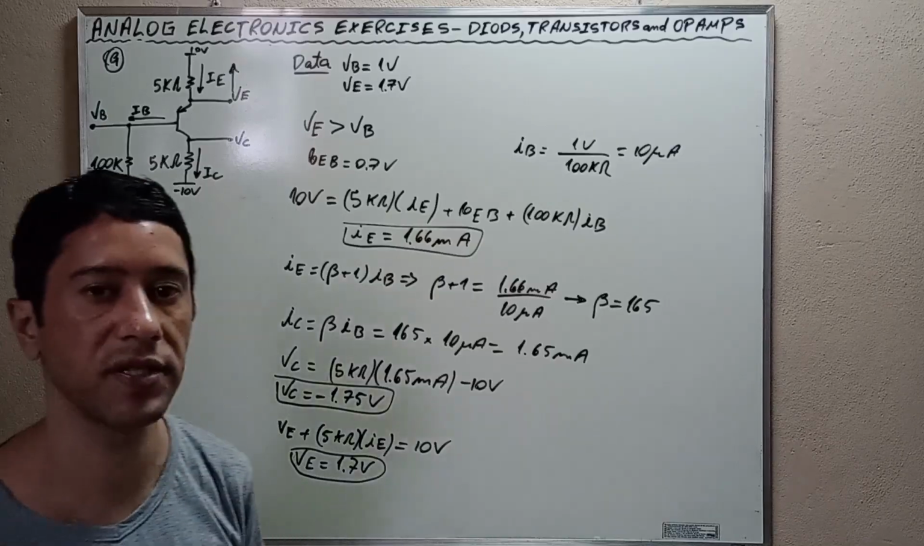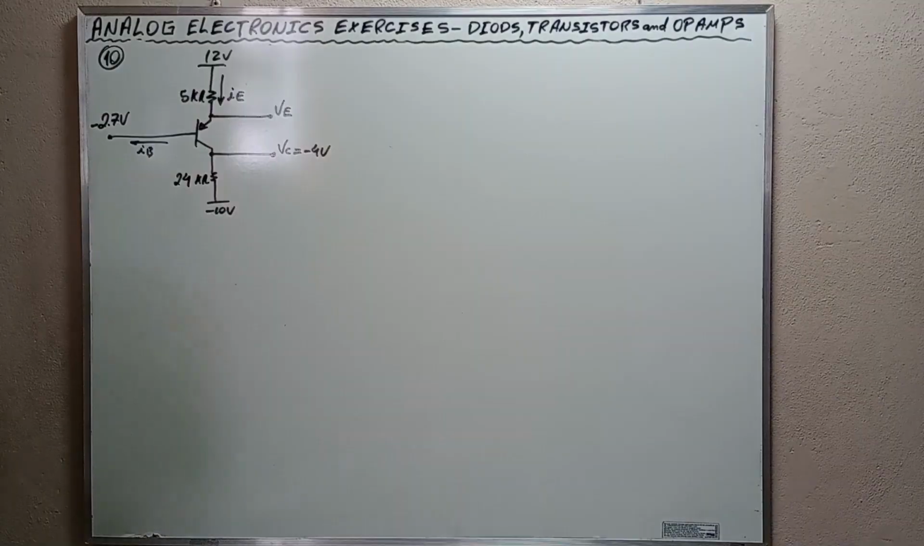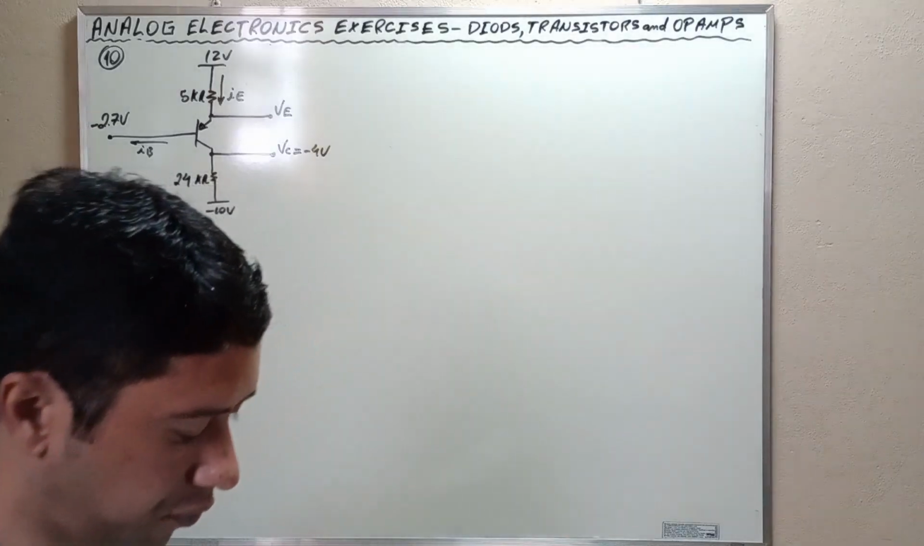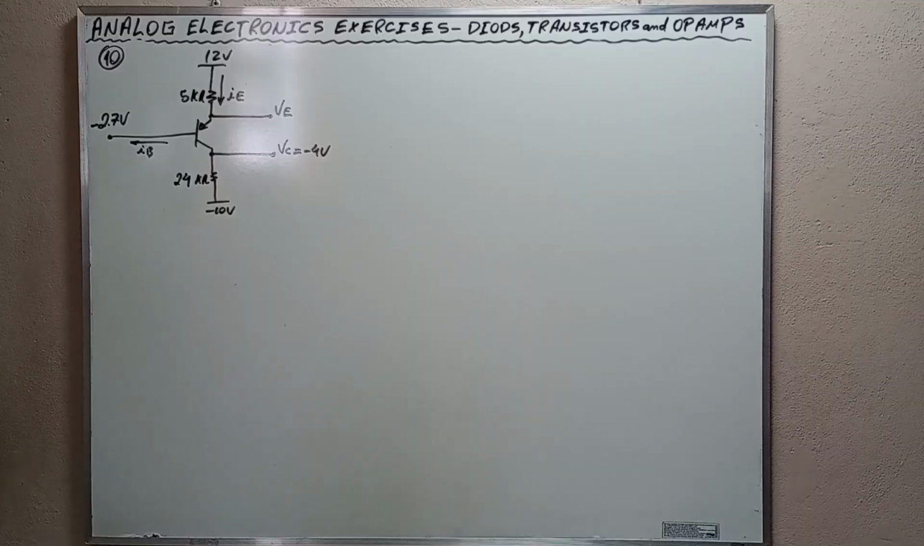Let's go to exercise number 10. Exercise number 10 now, my friends. In the circuit of the figure, the collector voltage is negative 4 volts.